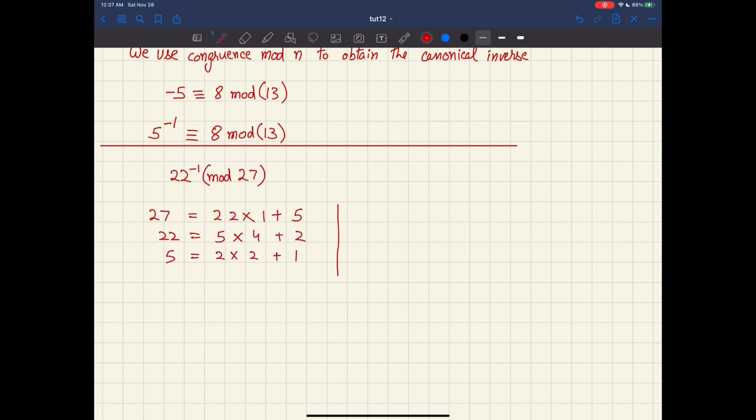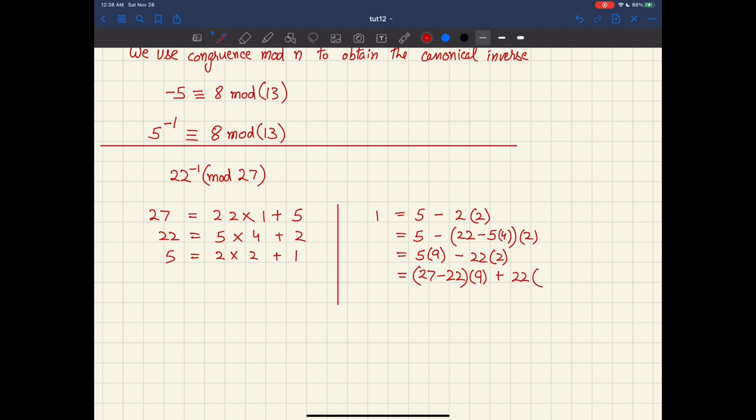That property holds true. Now we again start to write 1 in terms of 5 and 2. And now 2 in terms of 22 and 5. Rewrite it, which would be 5 times 9 minus 22 times 2. And now 5 in terms of 27 and 22. This would give you 27 times 9 plus 22 times minus 11.